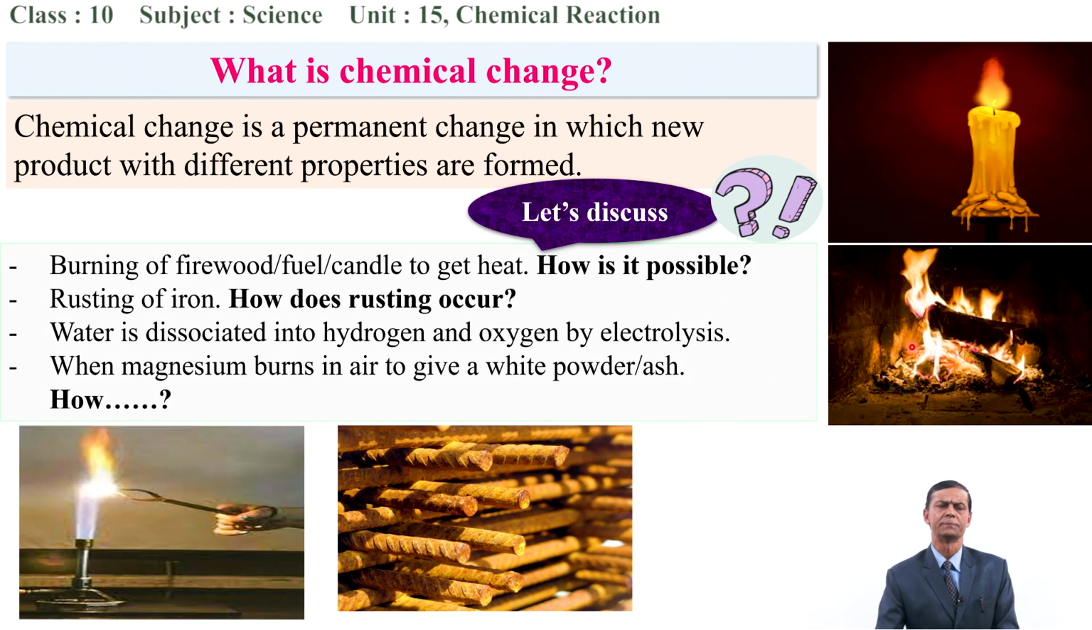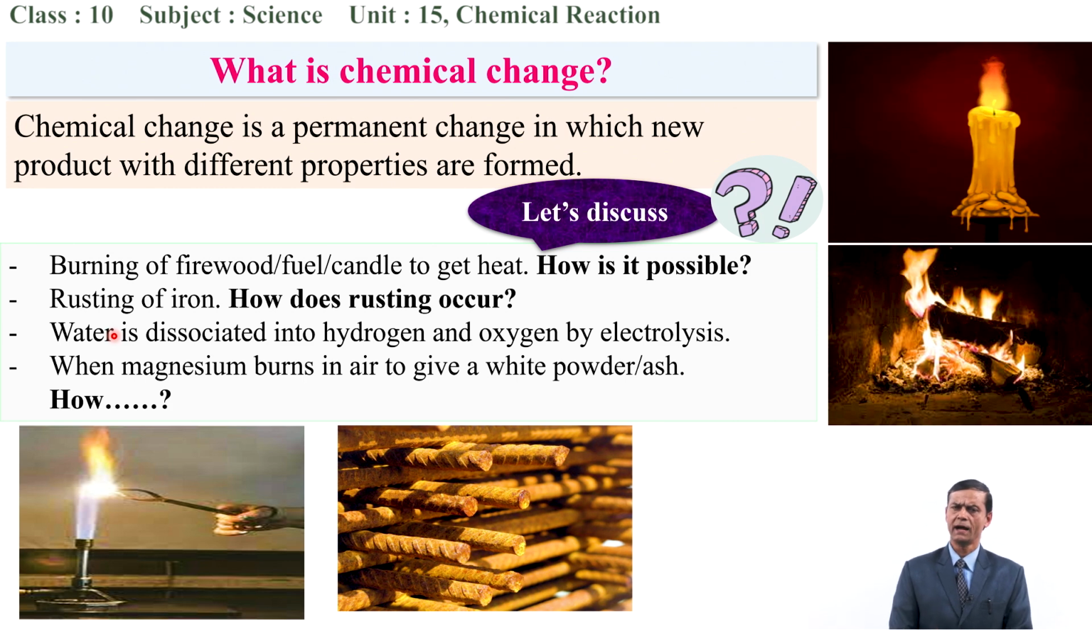Let's discuss some of the question. Burning of firewood or fuel or candle to get heat is an example of chemical change. But how is it possible? Yes, it is possible because of chemical reaction. Do you know? The chemical substance present in the fuel can change into another product, isn't it? So it is possible due to chemical reaction.